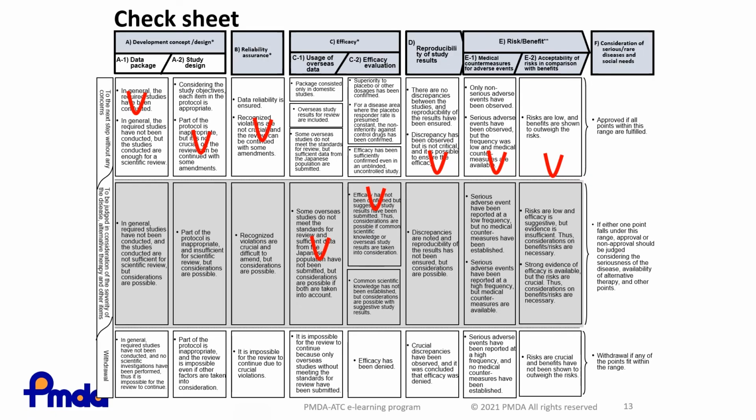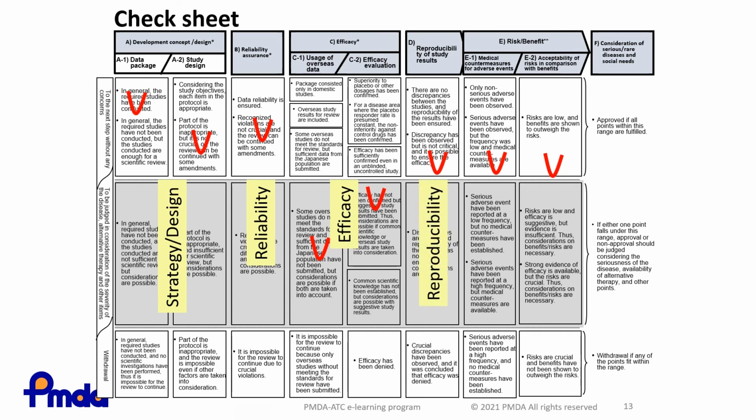This is the check sheet attached to the document. The points to consider when deciding approval or rejection related to factors such as the development concept and design, reliability, efficacy, reproducibility of study results, and consideration of risks and benefits, serious and rare diseases, and social needs are listed. In the review process, PMDA uses this check sheet to clarify the logic leading up to the judgment of approval or rejection.